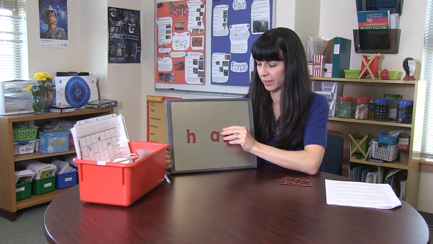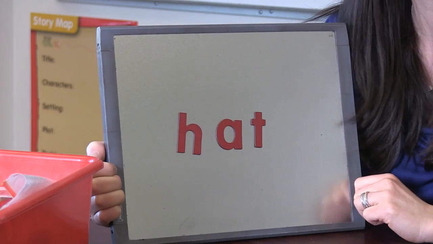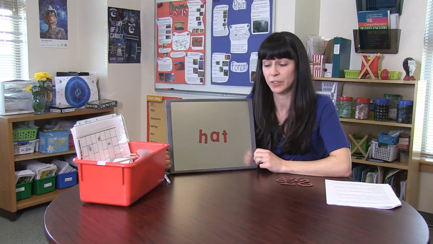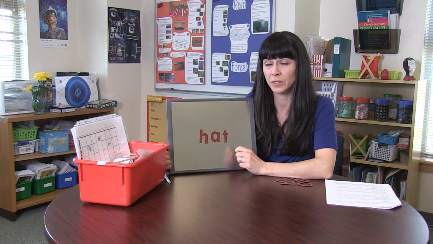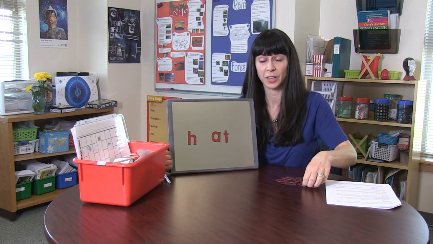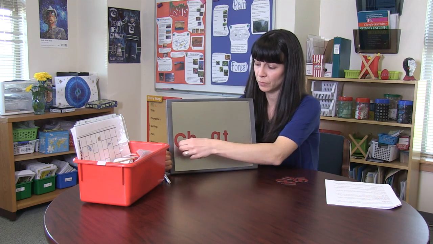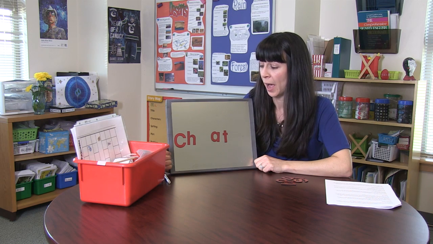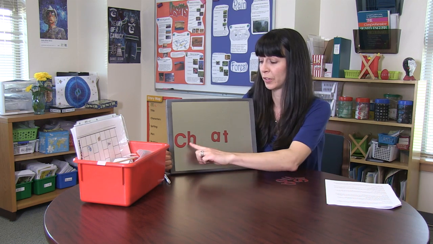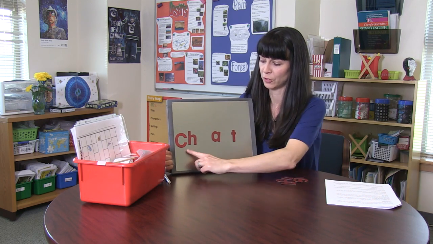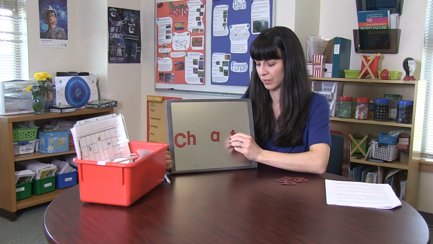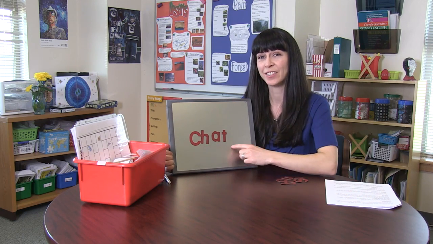At. Hat. Once you've practiced with CVC words, or consonant, vowel, consonant words, you can extend the activity by changing the beginning sound to a digraph, like ch, or any of your consonant blends. And to extend it even further, you can put the consonant blends at the end too, or in different positions in the word. So in this case, you'd start with ch, at, chat.